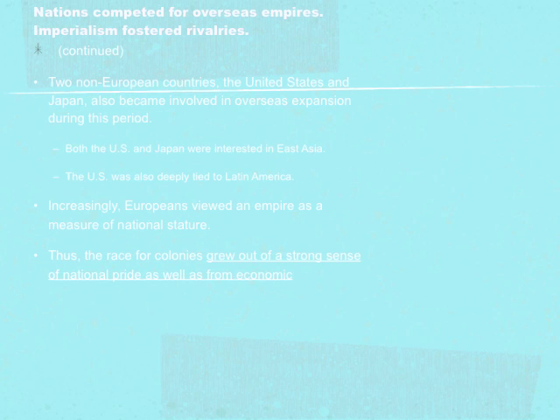In addition to the economic reasons for imperialism, we have political reasons for imperialism. Countries in Europe especially saw an empire as a measure of their national stature, their power and their strength as a country. If you have a huge empire with colonies all over the world, that would show the rest of the world that you are a really powerful empire. So nationalism becomes a reason why European countries especially want to get involved in imperialism.